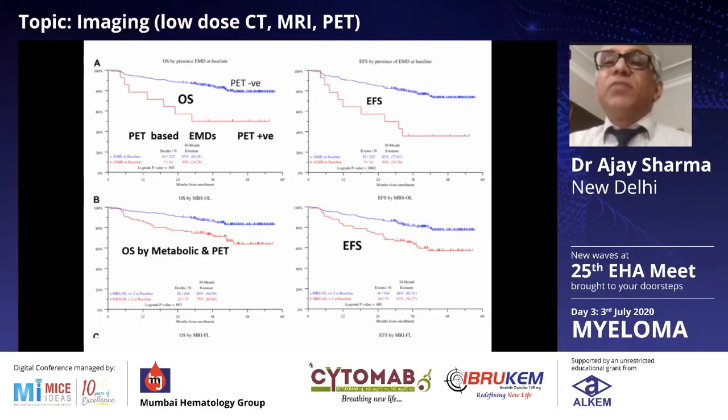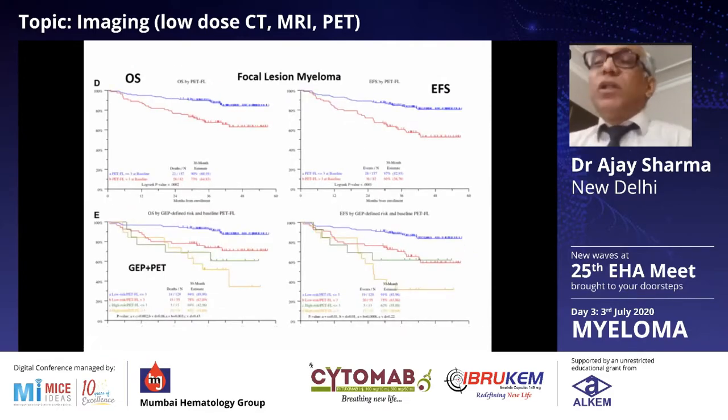If it is PET negative, the survival rates are much better. Even in the B panel, as it shows, even if we involve the metabolic parameters, the survival rates are much superior as determined by the PET involvement. So PET actually impacts the overall outcome of the disease, even if we consider other parameters. Next slide, please.